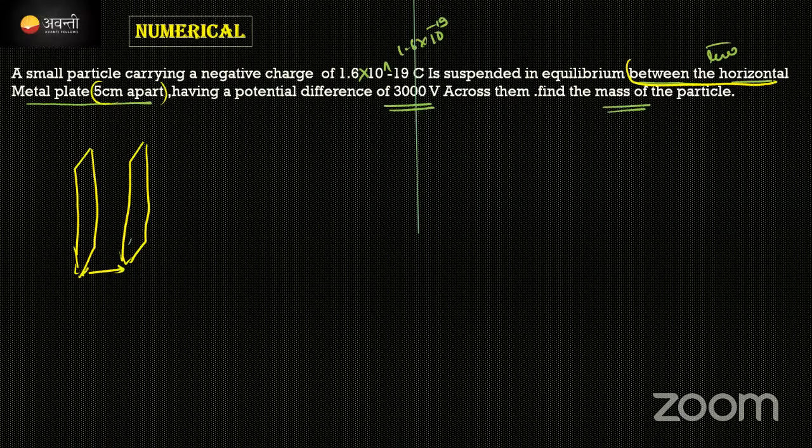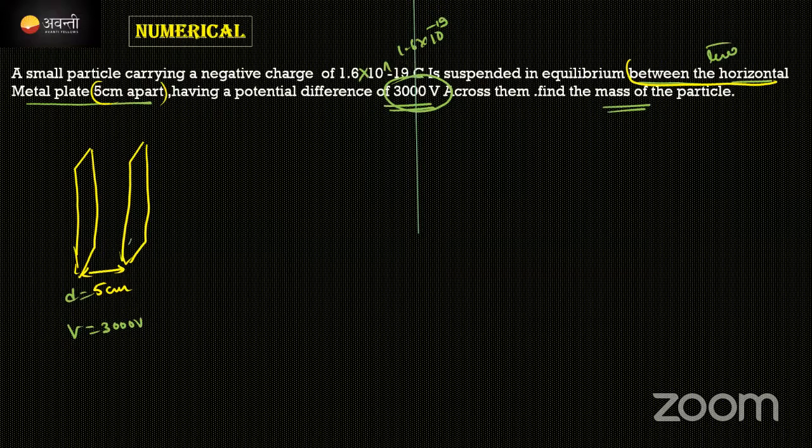The separation distance is given as 5 centimeter. Between these two plates, a potential difference has developed, and that is also given. The potential between these two plates will be 3000 volt. And a small particle carrying a negative charge is suspended in equilibrium.